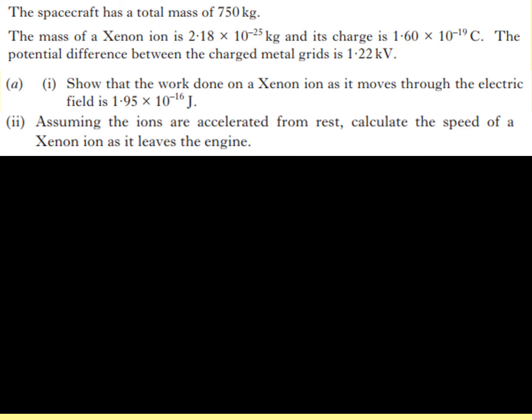In part 2, we're asked, assuming that the ions are accelerated from rest, calculate the speed of the xenon ion as it leaves the engine. Now, what we had there for the value of the work done is really important for us to note down. So let's remind ourselves that W is equal to 1.95 times 10 to the negative 16 joules. So we can say that our work done is equal to our EK.